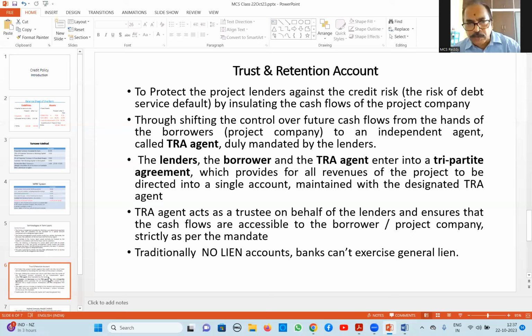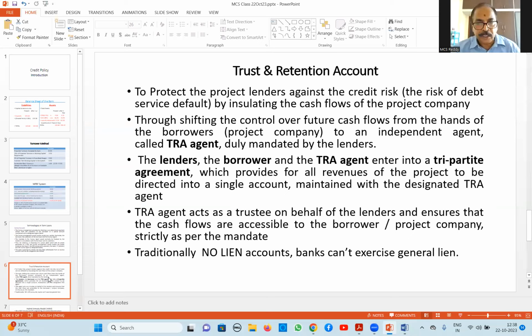Here also all funds will be credited to that trust and retention account. For example, take a road project. One borrower will come and approach us. We will sanction a loan to the borrower. He will construct the road and collect toll collections. These toll collections are credited to the TRA account. From the TRA account, again the waterfall mechanism: first to operation and maintenance, second to government dues, third to our dues. After our dues, we will part with the remainder to our borrower.